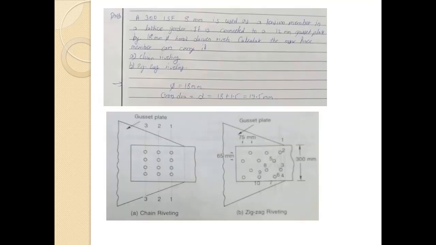This is the next problem: a 300 ISF, that is Indian Standard Flat, 8 is used. ISF is used for flat plates. It is used as a tension member in a lattice girder. It is connected to a 12 gusset plate by 18 mm hand driven rivets. Calculate the maximum force the member can carry if chain riveting is done and if zigzag riveting is done.